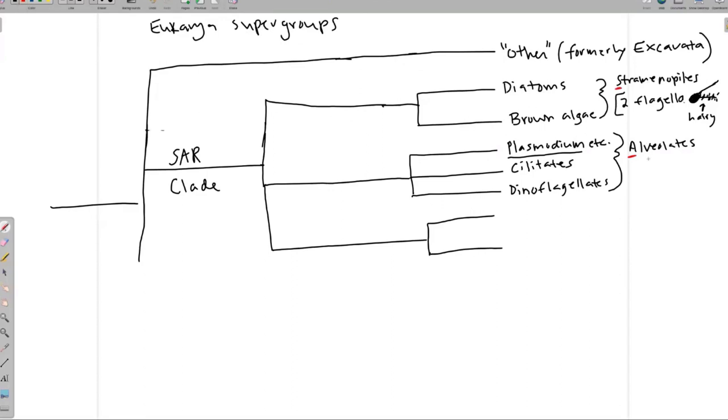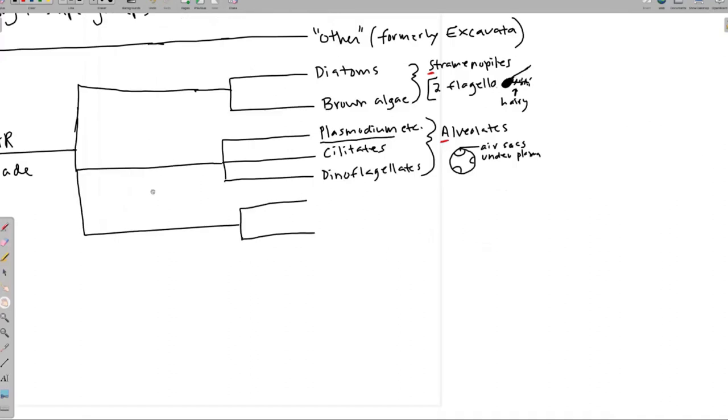And their classic characteristic that I would give you as a hint, this is very representative, is that they have these air sacs, alveoli, and their membrane under the plasma membrane. So that's the hint there.